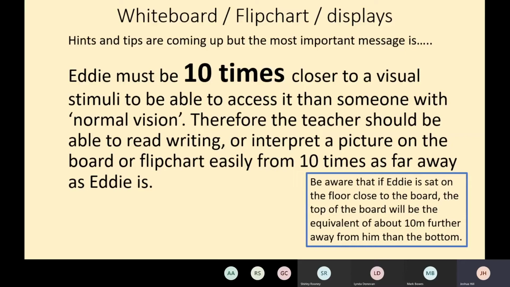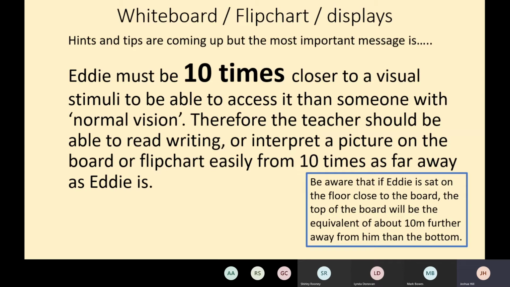So finally, I'll be looking at how to help Eddie access the whiteboard or flip charts or different displays around the room. And I think Shirley really summarised this at the beginning when looking at Eddie's vision with perfect lighting. I should say he needs to be 10 times closer to any visual stimulus to be able to access something.